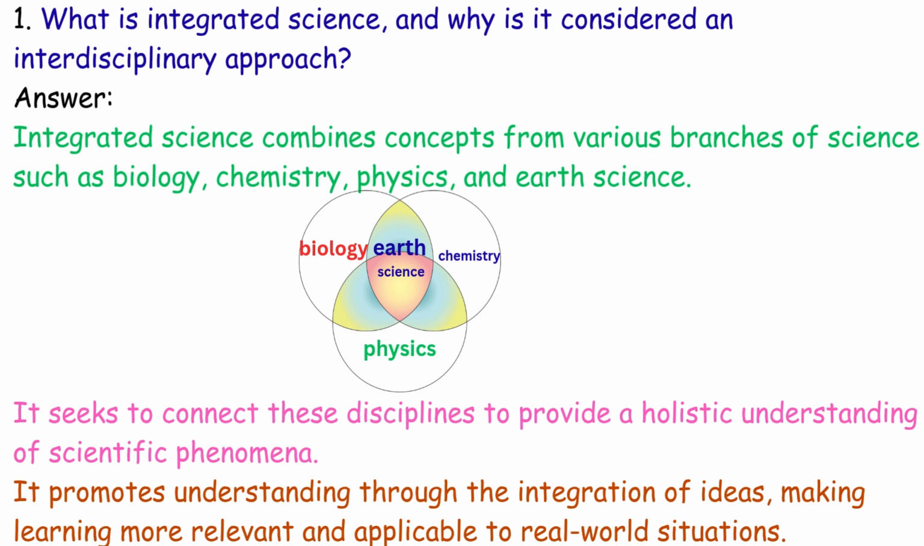1. What is integrated science, and why is it considered an interdisciplinary approach? Integrated science combines concepts from various branches of science such as biology, chemistry, physics, and earth science. It seeks to connect these disciplines to provide a holistic understanding of scientific phenomena. It promotes understanding through the integration of ideas, making learning more relevant and applicable to real-world situations.